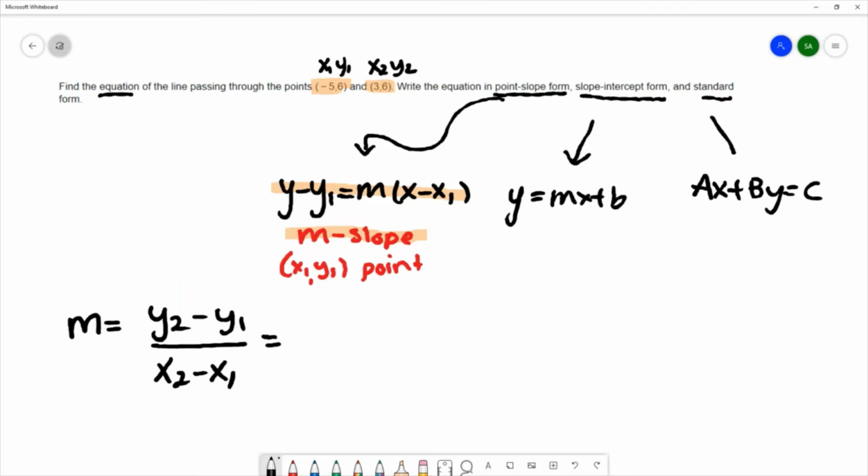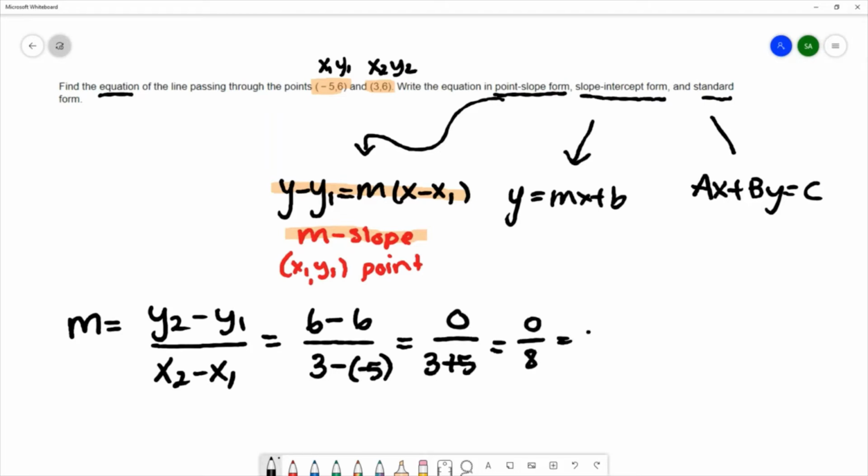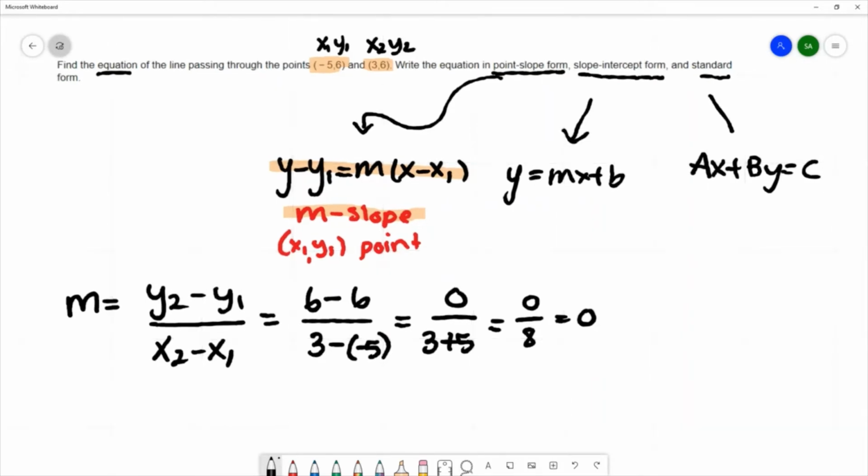So that's going to be y2, which is 6, minus y1, which is 6, over x2, which is 3, minus x1, which is -5. 6 minus 6 is 0. In the denominator, we have 3 plus 5, and that's 8. 0 over 8 is 0. So we have a slope of 0. Now that we have the slope, we'll be able to write the equation of the line using point slope form.